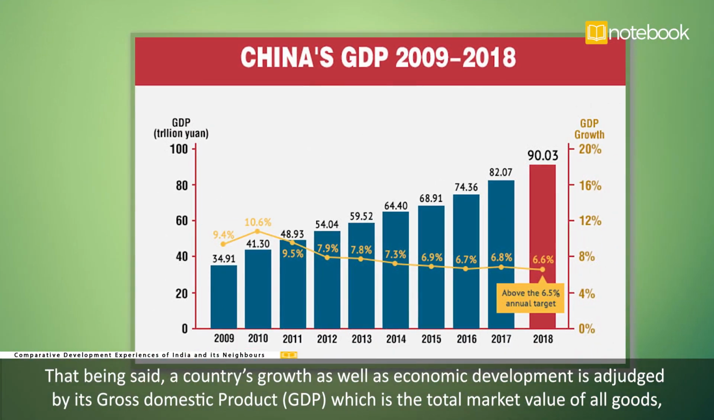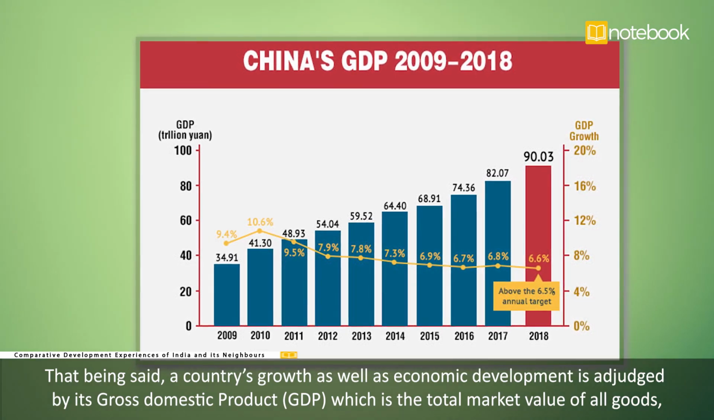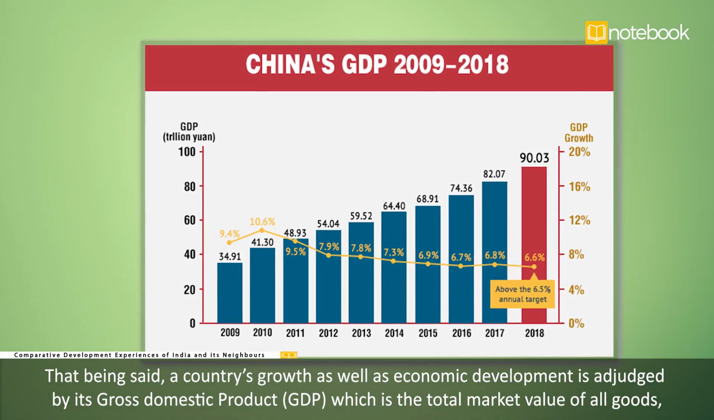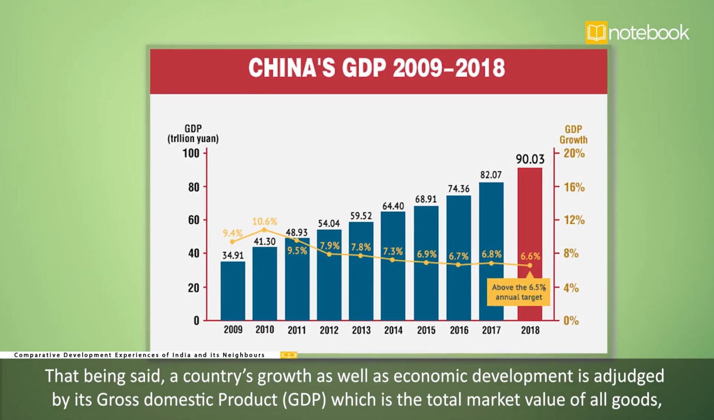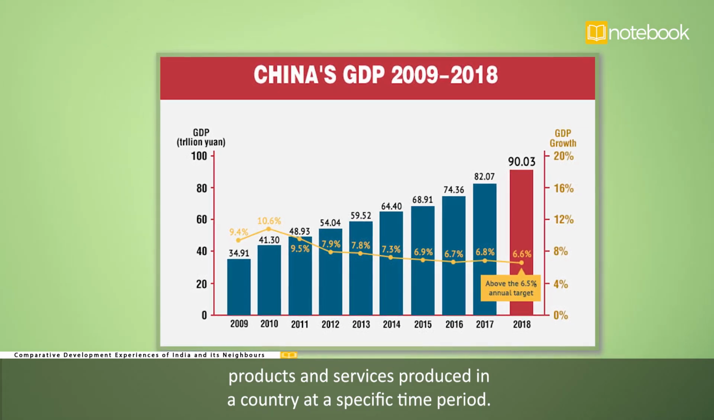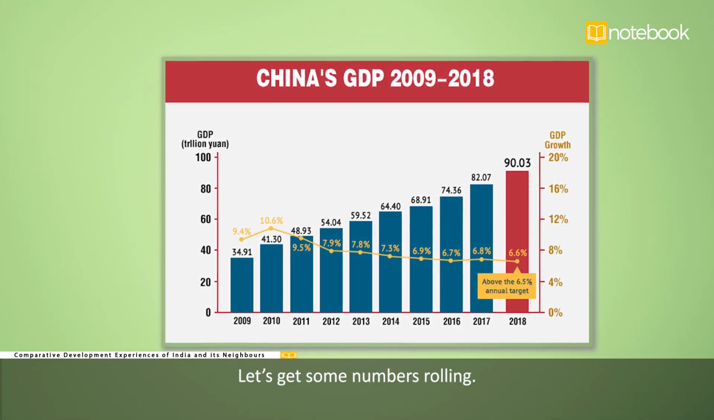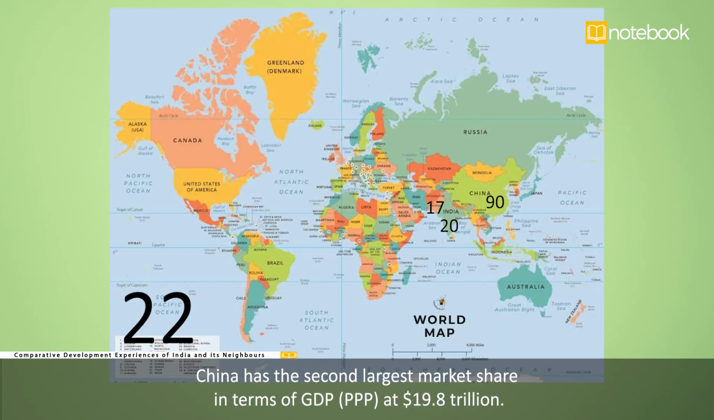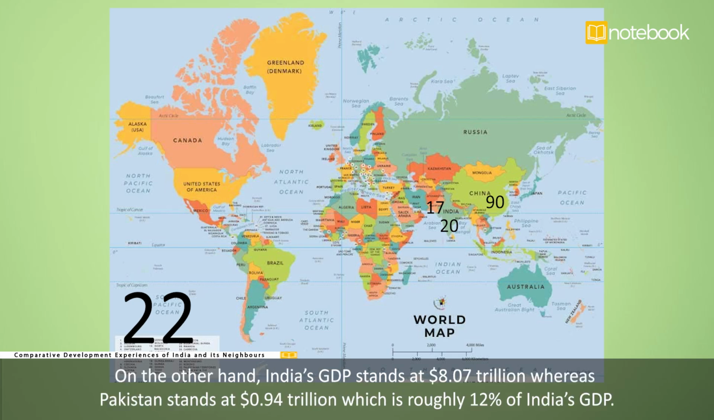That being said, a country's growth as well as economic development is measured by the gross domestic product (GDP), which is the total market value of all goods, products and services produced in a country in a specific time period. Let's get some numbers rolling. China has the second largest market share in terms of GDP at PPP. On the other hand, India's GDP stands at 8.07 trillion, whereas Pakistan stands at $0.94 trillion, which is roughly 12% of India's GDP.